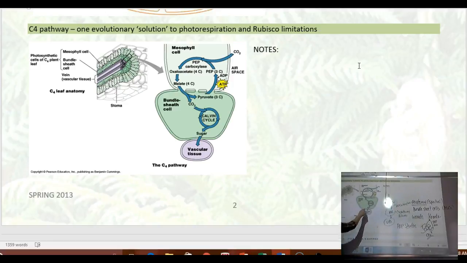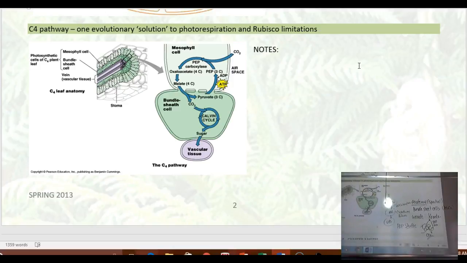Okay, and then we make sugar, and that sugar then gets transported through the phloem inside the tissues of the plant. Phloem is where we see food moved. Xylem is where we see water moved, right? And sugar is food for the plant.